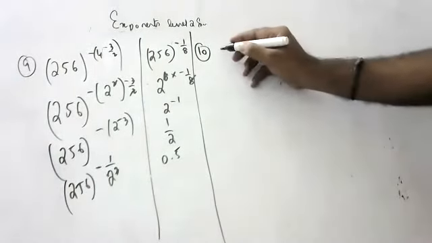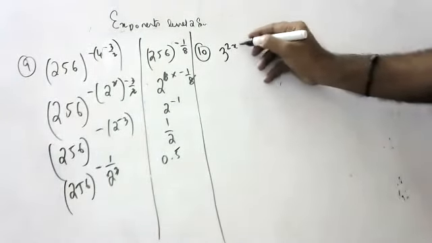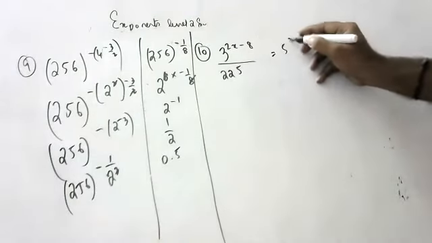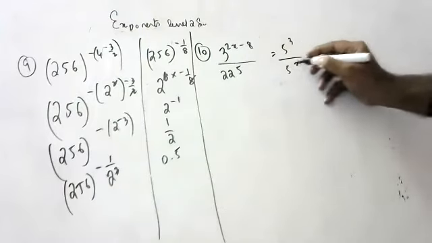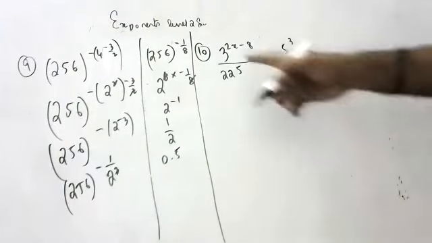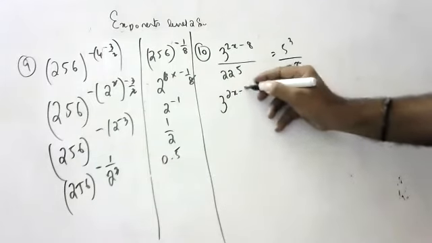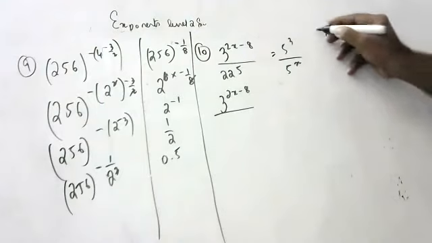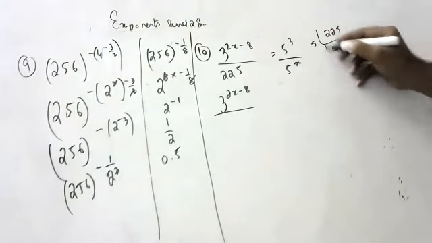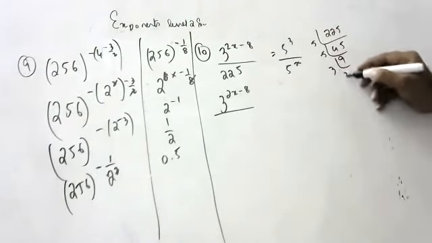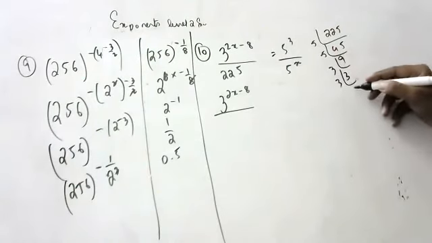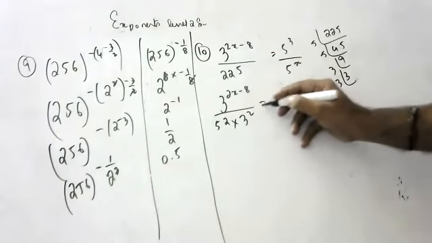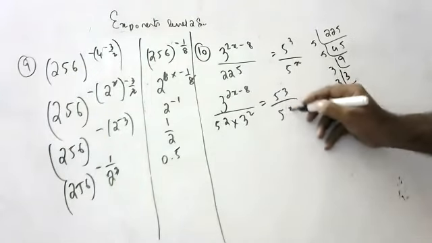Okay. So see here. 3 to the power of 2x minus 8 by 225 is equal to 5 cubed by 5x. Okay, children. So 3 to the power of 2x minus 8 by 225. Children, 225, what can we write? Please see here. 5 4 is a 5, 5 is a 5, 9 is a... 15 square. No. In prime factorization, 5 square into 3 square we will write. 5 cube by 5 to the power of x.